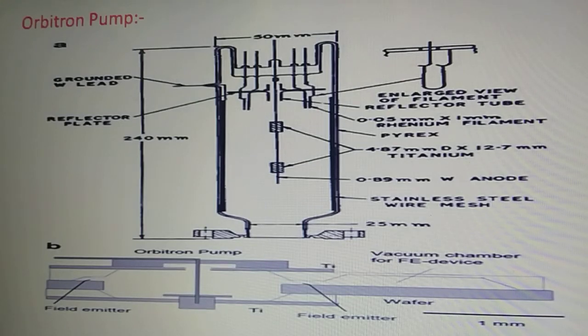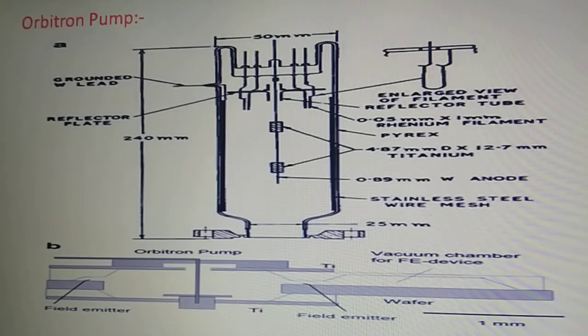Hey, good morning, students. Now, in today's video lecture, we are going to study the orbitron pump, and the name given to this pump is orbitron. It's because of the orbital path of electrons in the field.